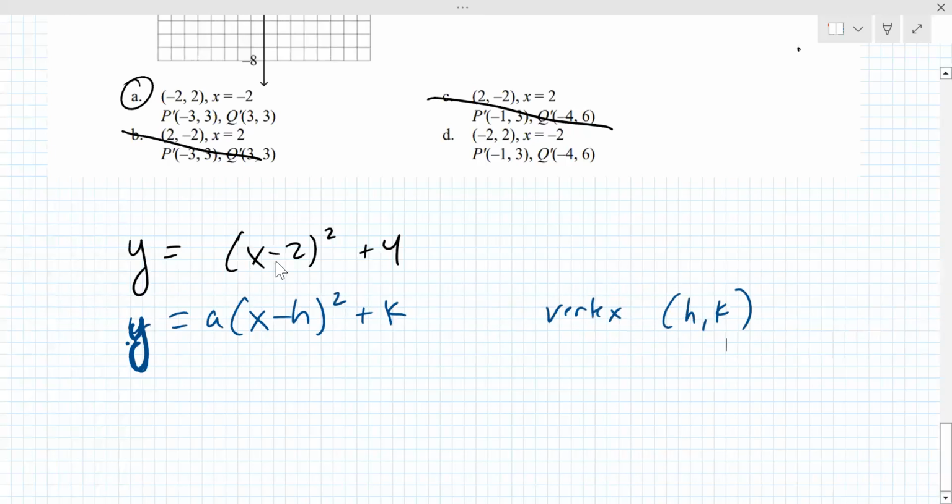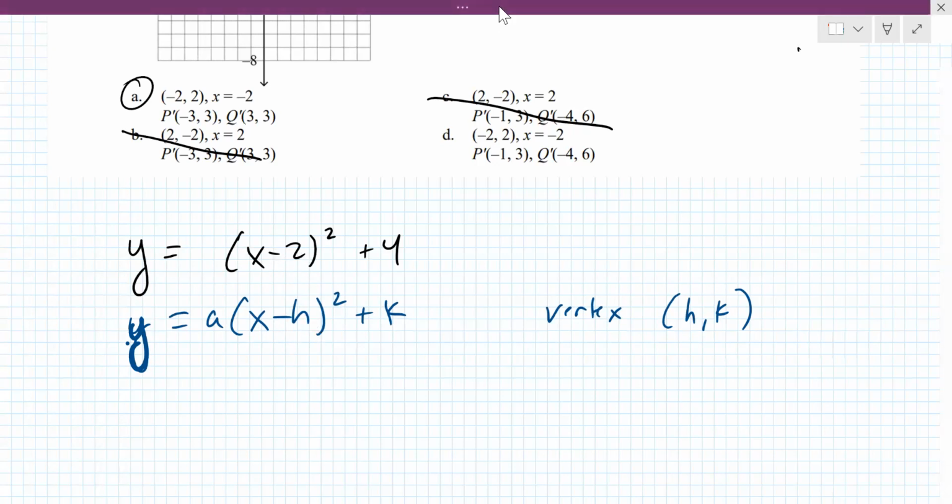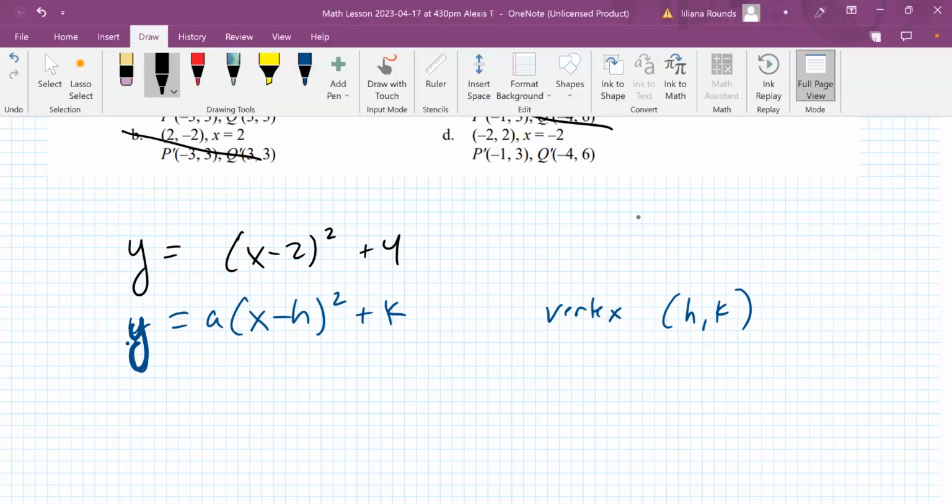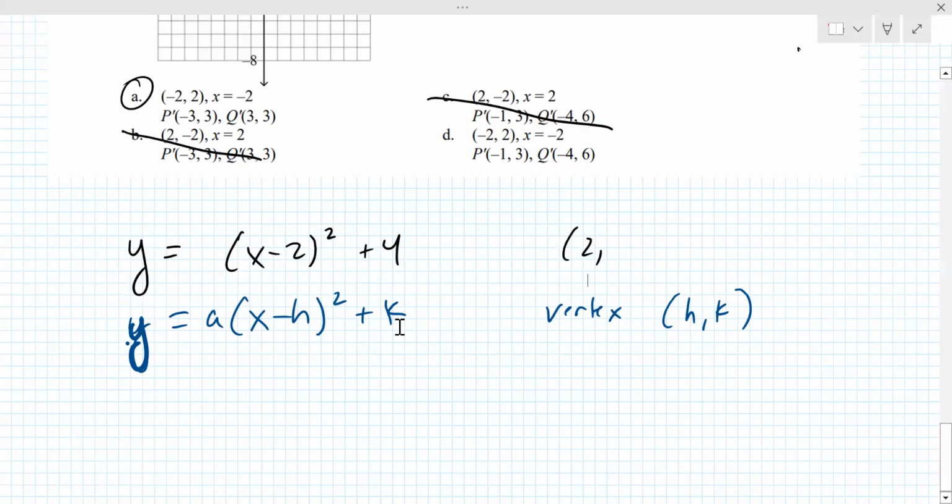Do you see how these negatives are lining up here? So the h value is 2 in your problem, and the k value is this 4. So it's 2, 4. And the reason it's 2, 4 is because the signs line up perfectly. Now let me give you another one here.